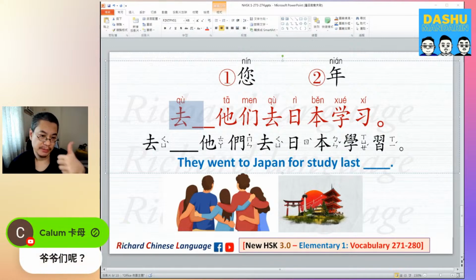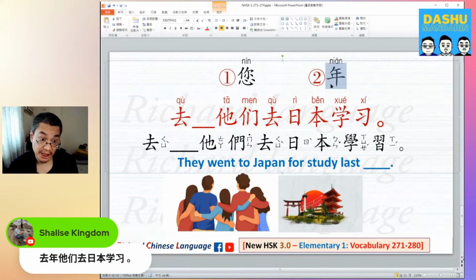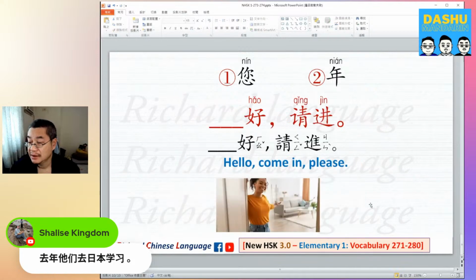爷爷们 is okay. 去年他们去日本学习. Very good. 去年 means last year. And here, you can also say 他们去年. We can put time adverbs after the subject. So you can say 去年他们 or 他们去年. Either way is okay. Very good.